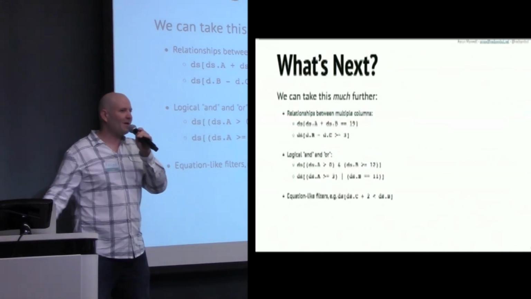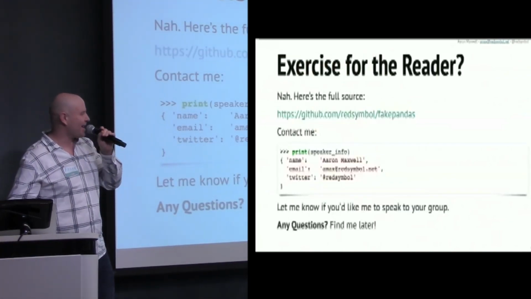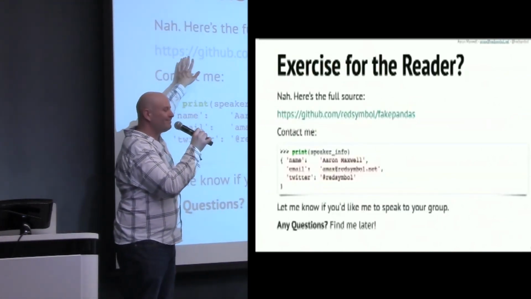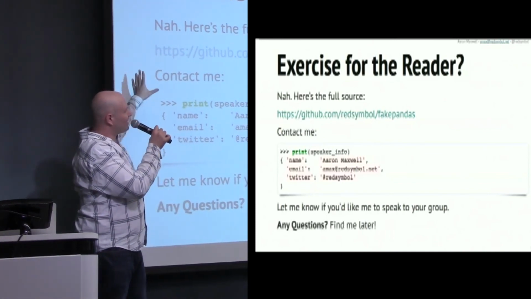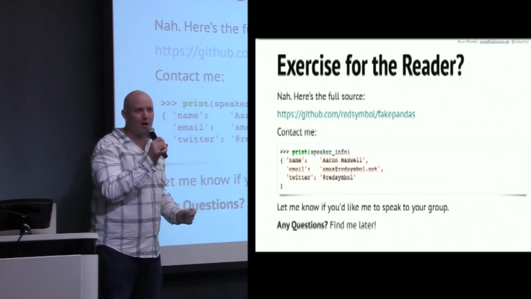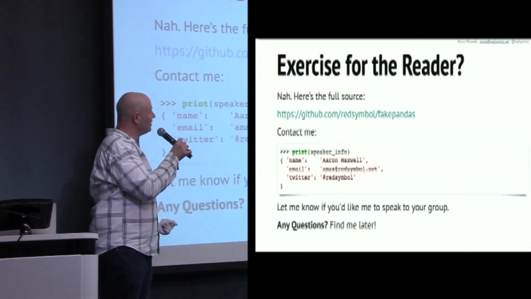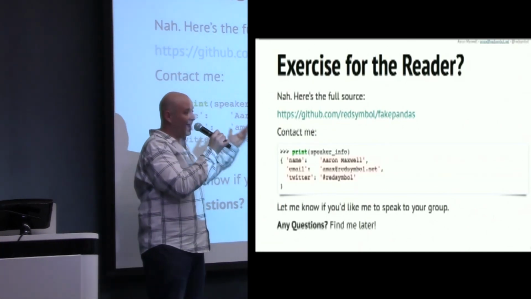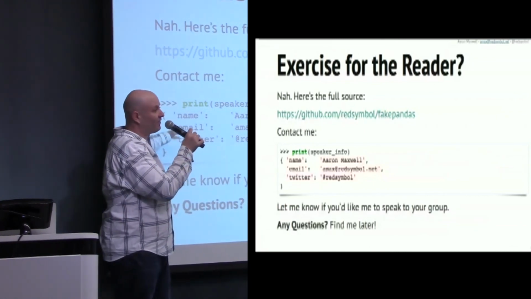And I won't make you do it. Should I? Nah. Here's a source. So what I did is I implemented all this. So you can just go, I go by the nickname red symbol online, different places, including GitHub. So if you look under there, you'll see fake pandas. This is my contact information.